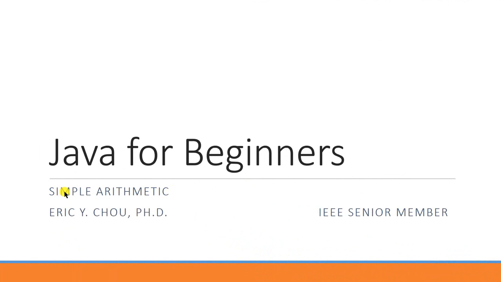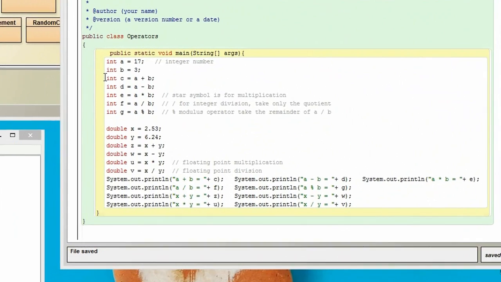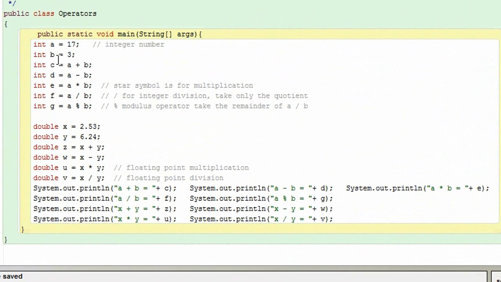In this lecture, I would like to talk about simple arithmetic in the Java programming language. It is the basis for computation for many numerical applications. I'm going to show you the arithmetic operators.